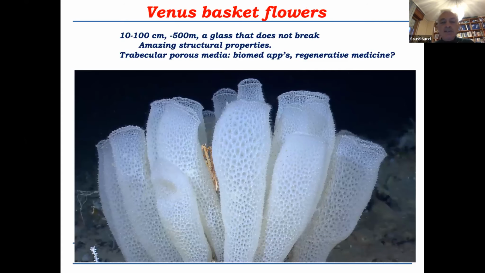And then I change. I think everybody should agree that this is a beautiful object. It's called Venus basket flowers. This is an animal which lives deep in the sea, below something around 500 to 1,000 meters. And its structural properties are amazing. It's a glass that doesn't break, besides being very, very beautiful. In a less poetic formulation, you would call it trabecular porous media. And trabecular porous media have a lot of applications for regenerative medicine, osteoporosis, etc. So again, it belongs, if you wish, to the category of what I call exotic materials. And I think that's a beautiful picture for an exotic material.